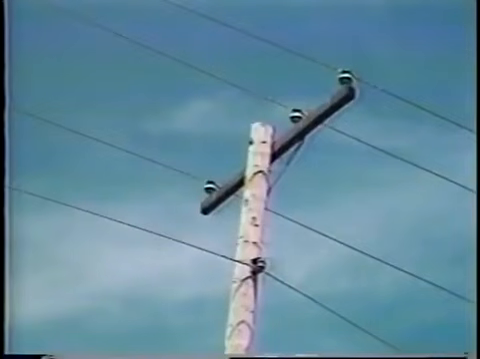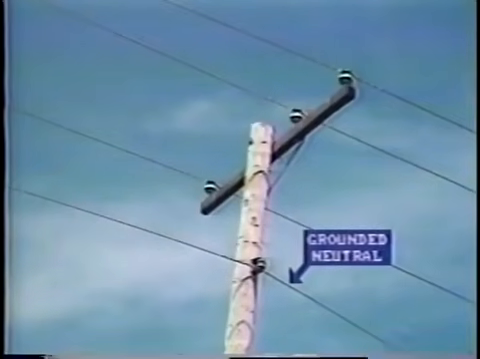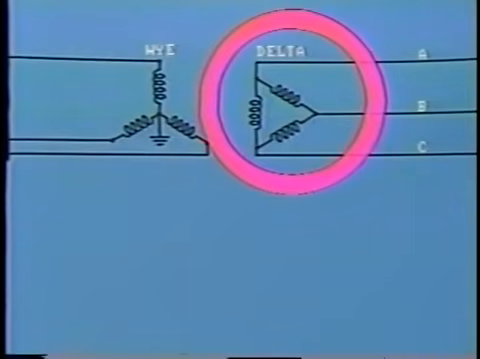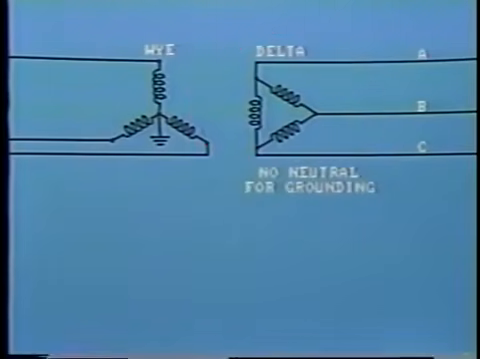Similarly, on four-wire distribution systems, the neutral fourth wire is usually grounded. And this, of course, provides an excellent path for ground fault current flow. I'm sure you may already be thinking, but where is the path for ground fault current to flow when the transformer secondary is delta connected? There is no neutral point for grounding.